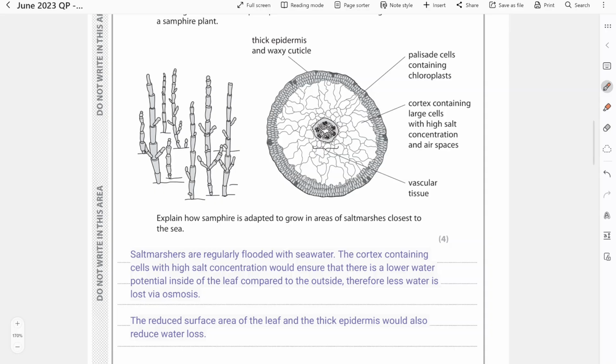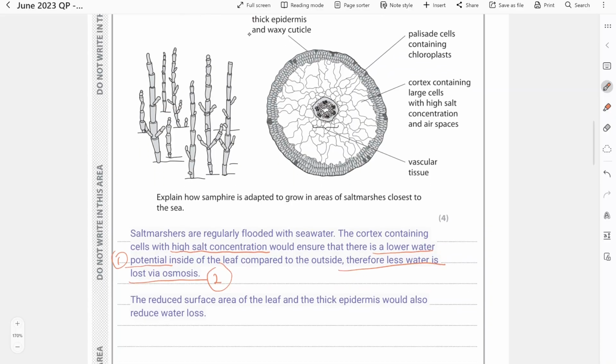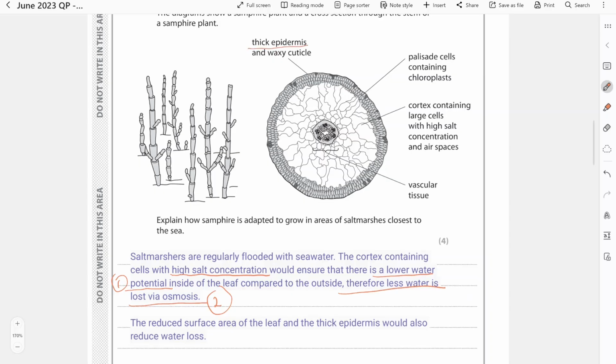All right, so here's what I wrote. I wrote that the cortex containing cells with a high salt concentration ensures that there is a lower water potential inside of the leaf, therefore less water loss via osmosis. I also mentioned the thick epidermis. You can see that here. So thick epidermis and reduced surface area of the leaf, the fact that it's like this and not like a regular large leaf, would also reduce water loss via transpiration. So that's the third and the fourth mark.